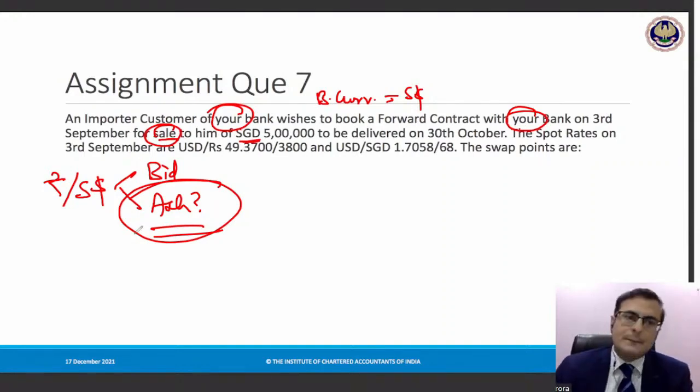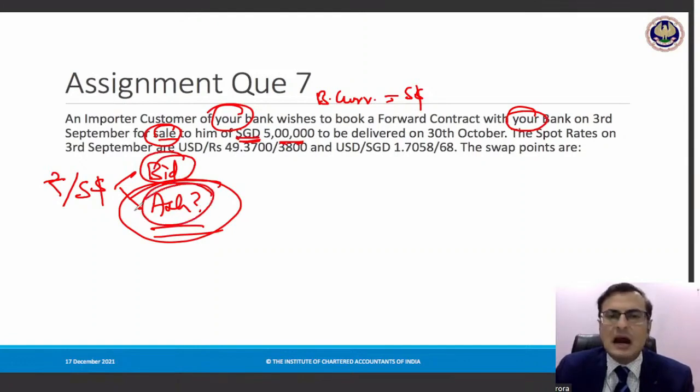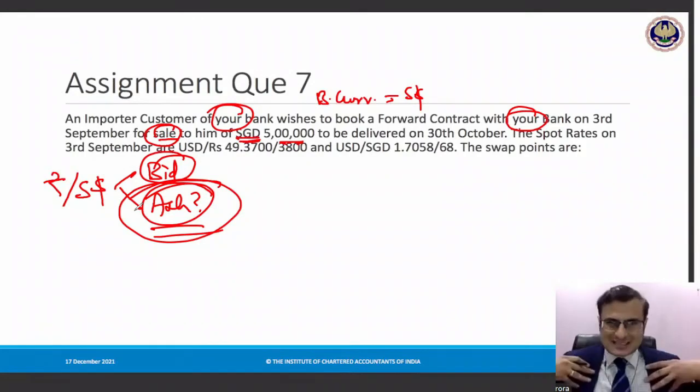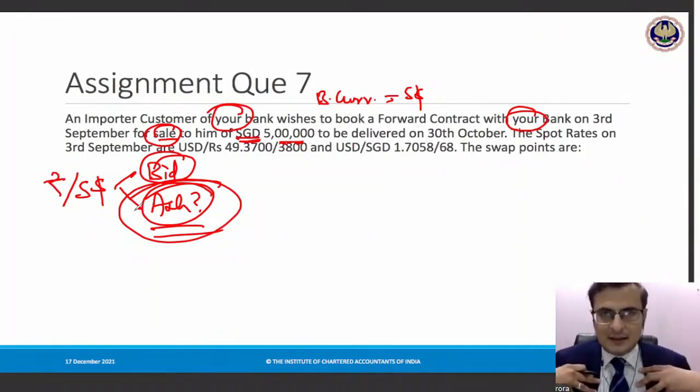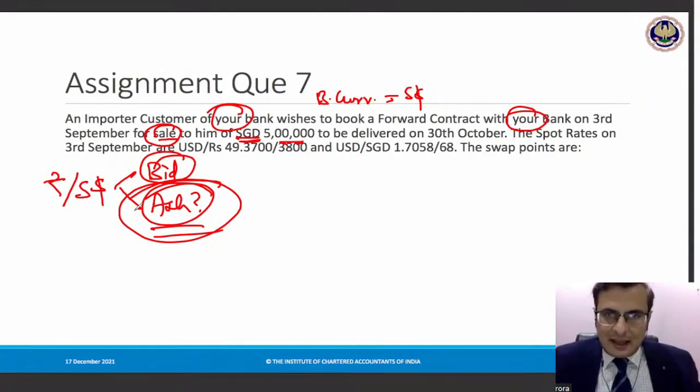Number one, we need rupee per Singapore dollar, because the base currency is Singapore dollars. We can directly multiply that and we'll get the answer. Second requirement in the exam is, do you need a bid or an ask? We are not a customer, we are a bank, and as a banker we always sell at the ask rates. So we are taking the ask rate.